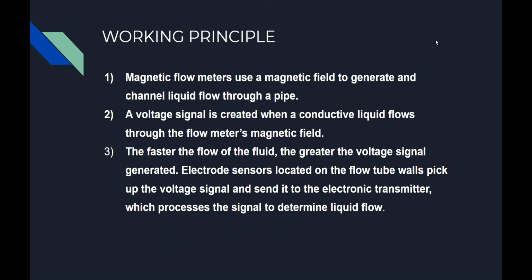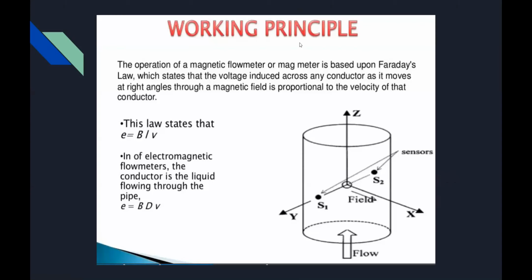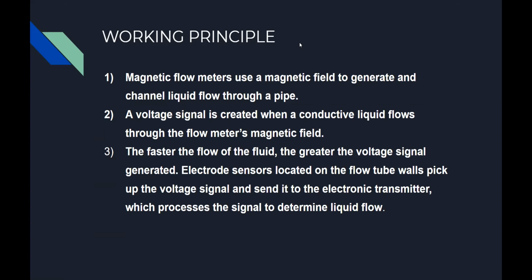Okay, I will present the working principle, or how it works. Magnetic flow meters use a magnetic field to generate and channel liquid flow through a pipe. Second, a voltage signal is created when a conductive liquid flows through the flow meter's magnetic field. The faster the flow of the fluid, the greater the voltage signal generated. An electrode sensor located on the flow tube wall picks up the voltage signals and sends them to the electronic transmitter, which processes the signal to determine liquid flow.